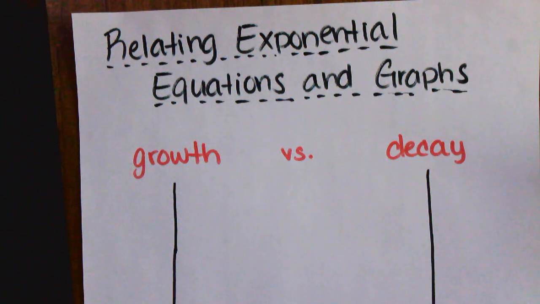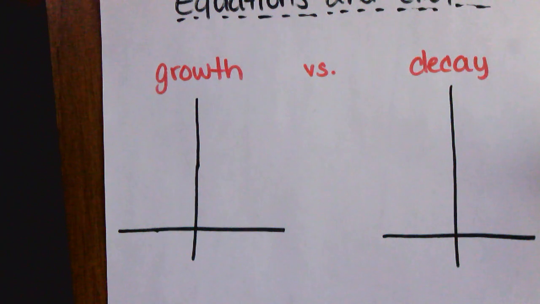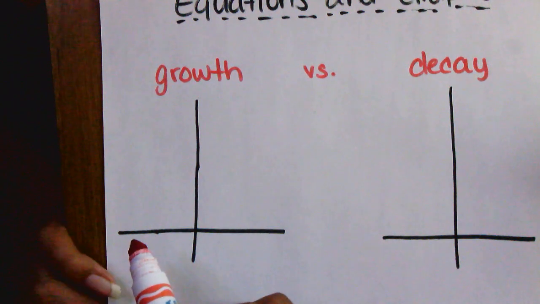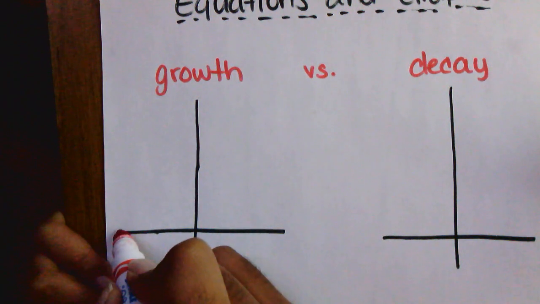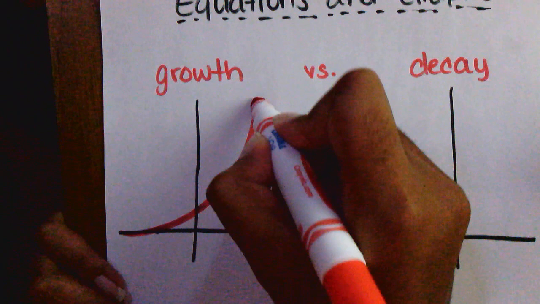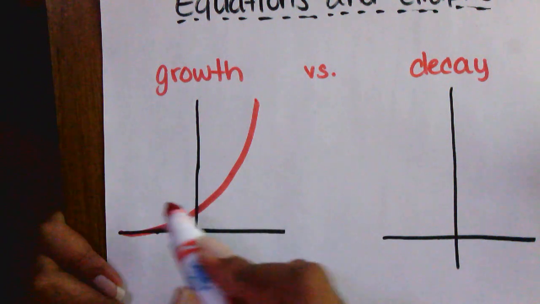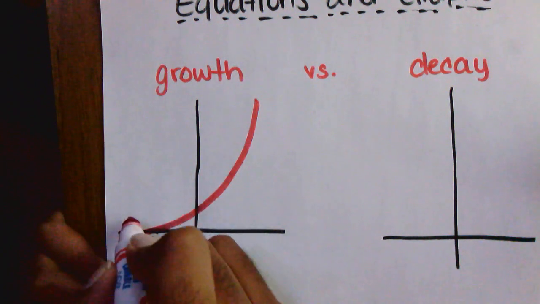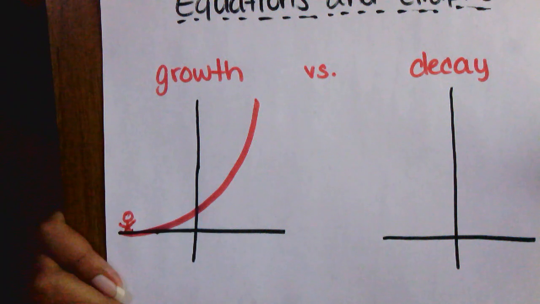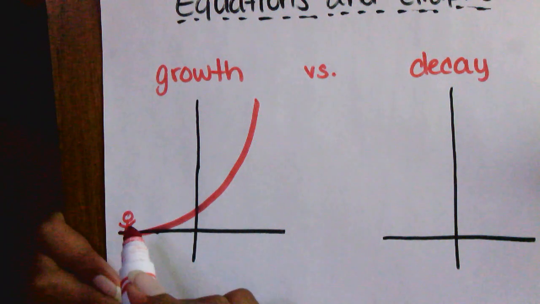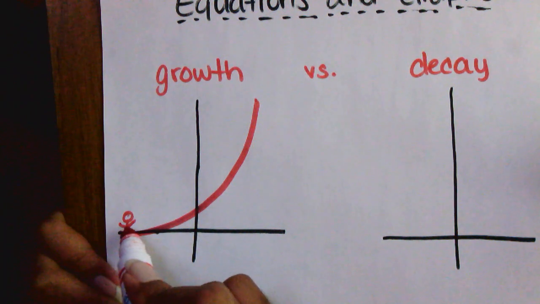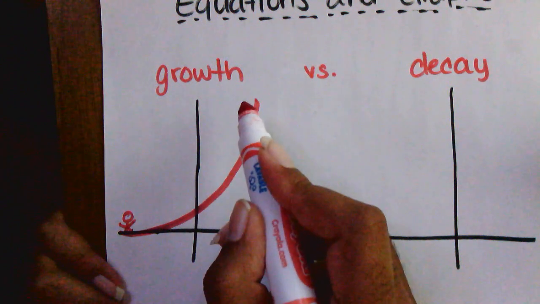Let's take a look at what growth and decay look like in graph form, so visually looking at a graph. So growth, if you start on the left side of your graph, you will be increasing exponentially. So your graph will look like this. If you were to imagine, again, standing on the left side of your graph, it will be an incline. You'll be going up.